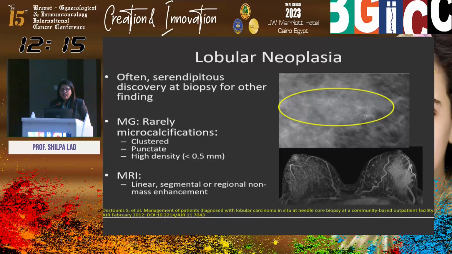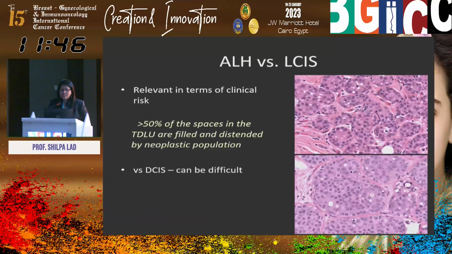These are often seen as serendipitous discovery on many of our biopsies, okay? We were not expecting to see a result of lobular hyperplasia or lobular neoplasia, and there we have the diagnosis. And sometimes it can be detected as microcalcifications on the mammogram or non-mass enhancement on MRI. As we see this, it can look quite sinister. On this MRI, almost 1 quadrant of the breast showed asymmetric non-mass enhancement. So therefore, we worry if there is any underestimation.